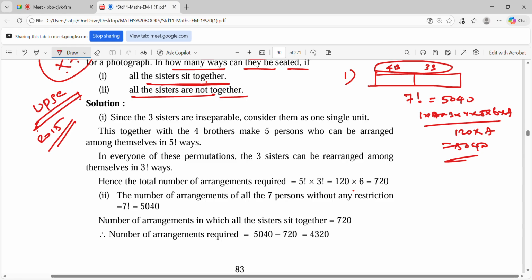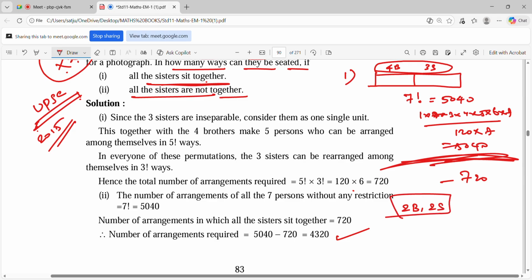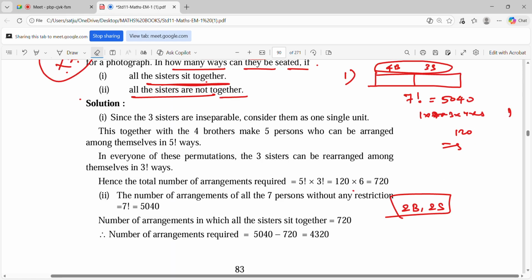Right. Listen. Next. So this is the total. From the total, what you need to do is subtract all the possible ways of seating together. What is the number of ways of seating together? 720. Subtract that. The answer is 4320. This is the number of ways of not seating together. Now you guys try that question: 2 brothers, 2 sisters. How many ways can they be seated if all the sisters are not together? You try to answer now. Check whether you are getting 12 or not.